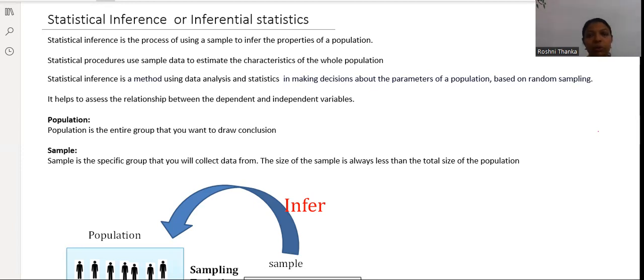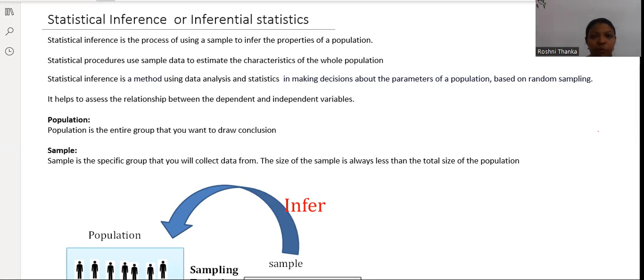whenever we want to take any decision for a huge amount of data, it is very difficult to do that. So instead of doing it for the entire data, we will choose some sample amount of data from the huge data, and in the sample data we will apply some data analytics statistics, and then we will make some decision, and that decision we extend to the population. So that is what statistical inference means.